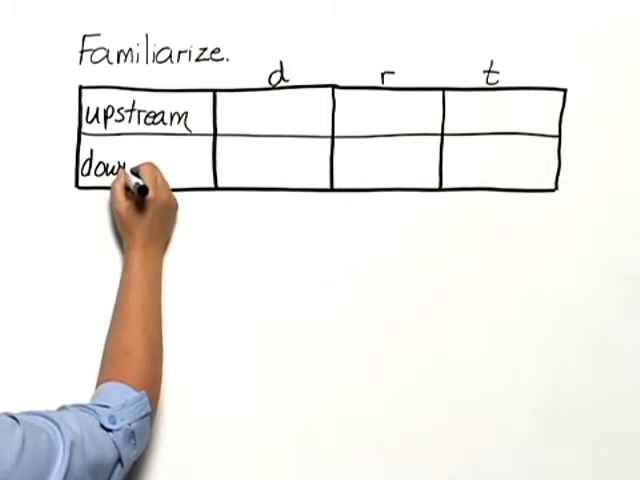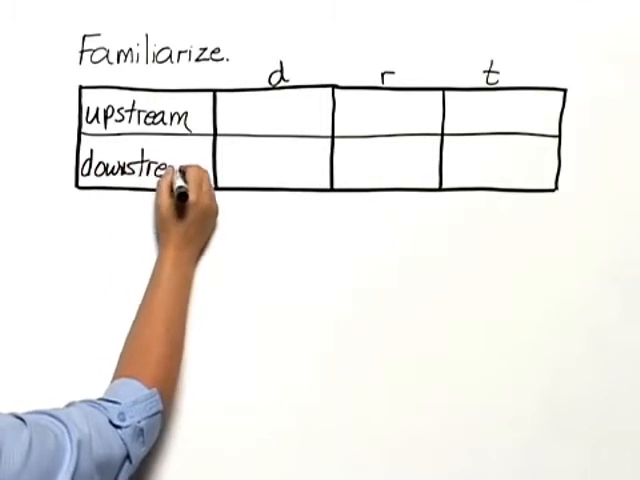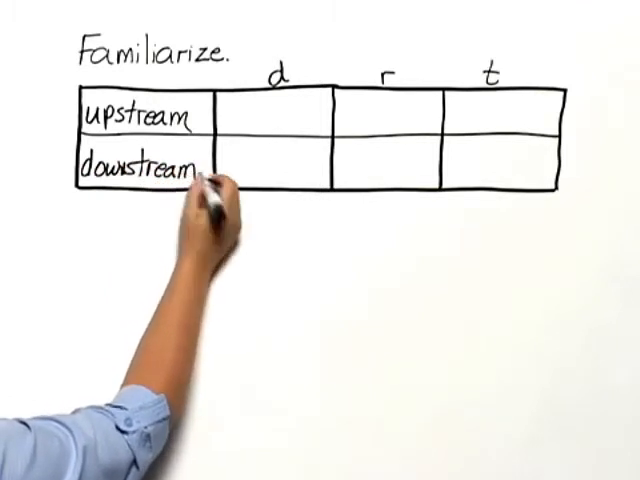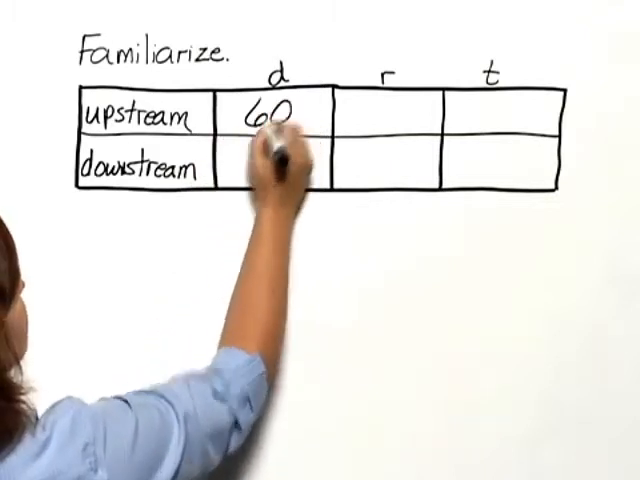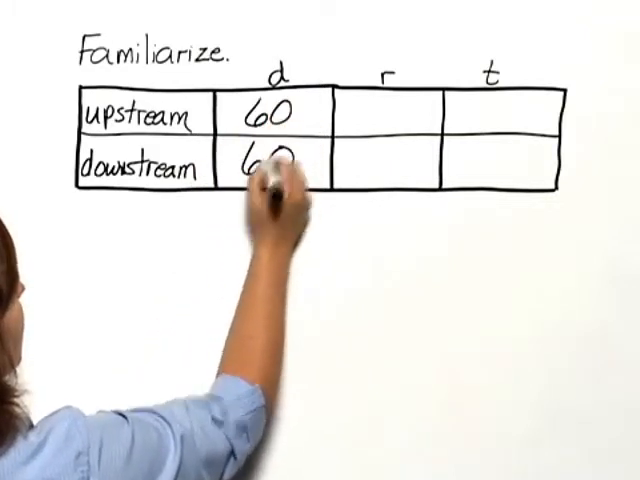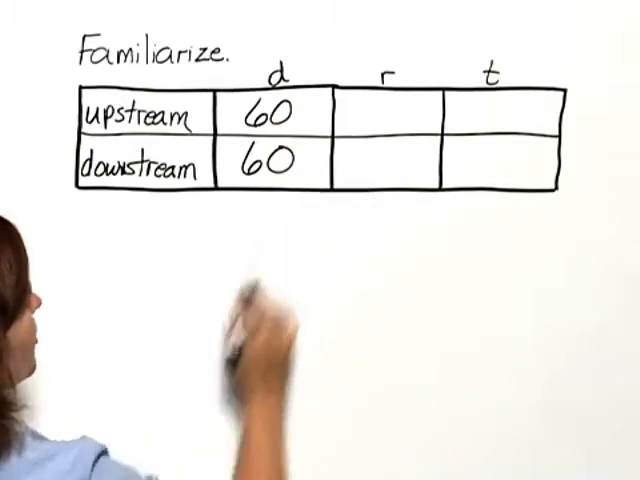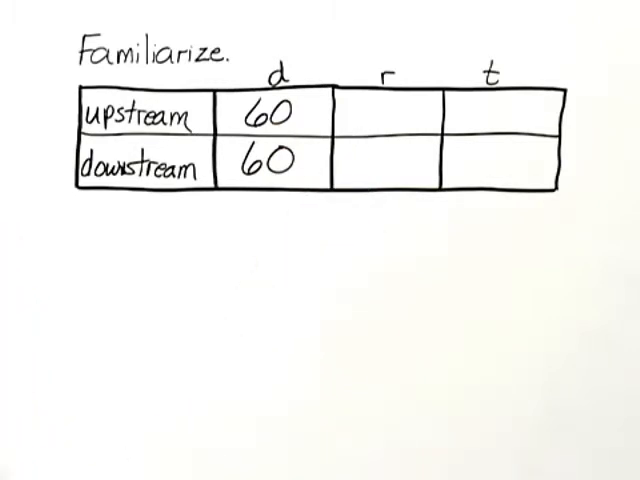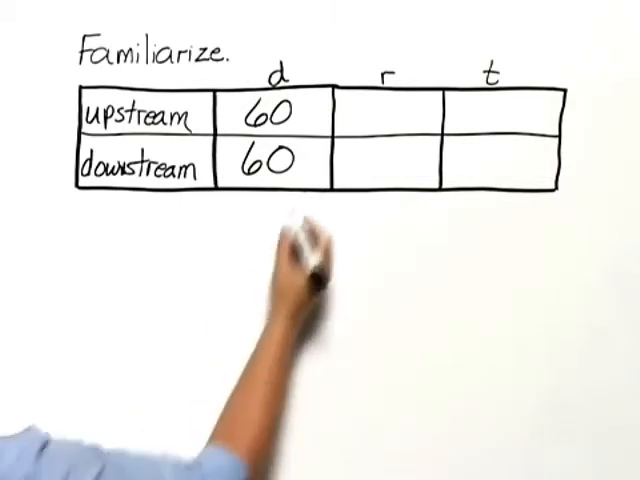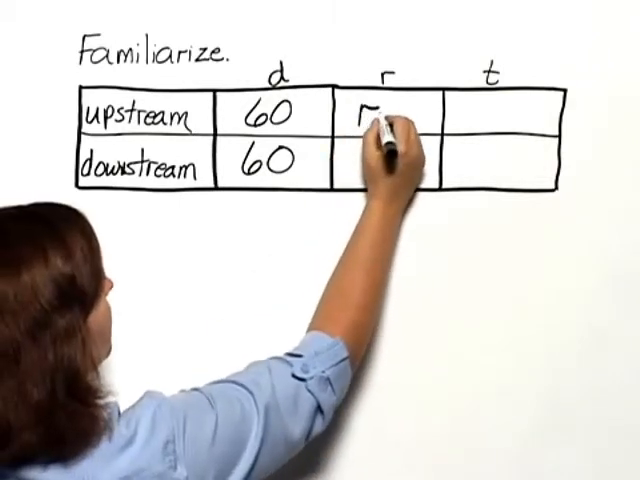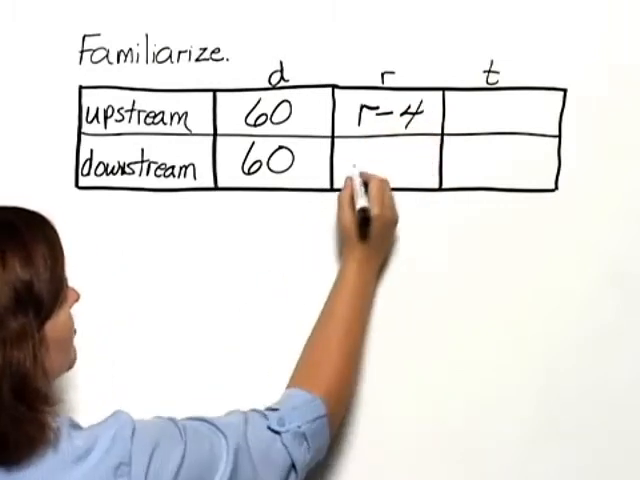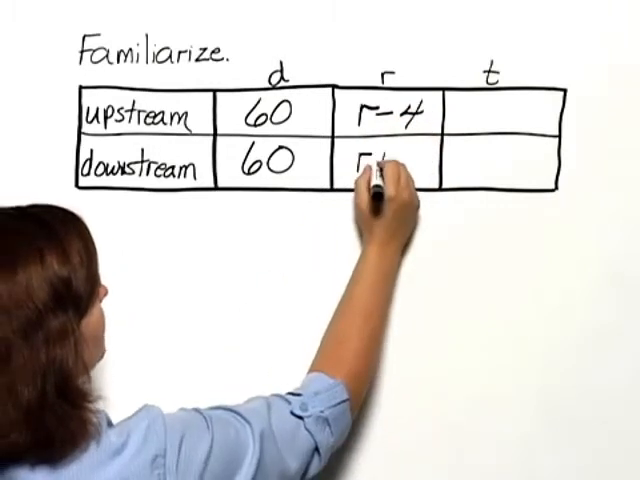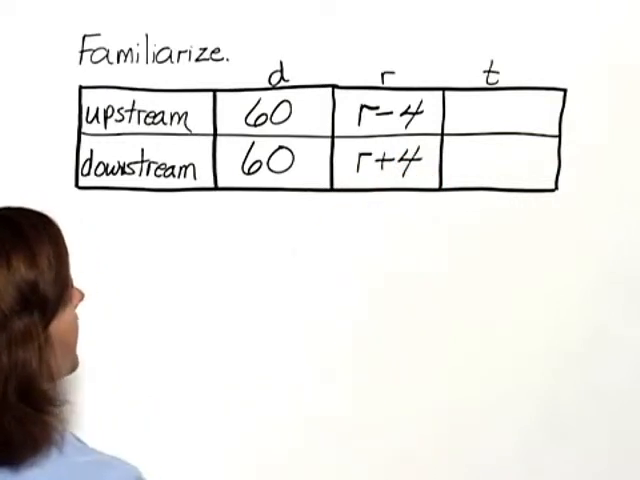Now, first of all, we start with what we know. We know that the distance upstream and the distance downstream are both 60 kilometers, so we can fill in 60 for both of those. The rates, well, we know the rate of the stream, the current, but we don't know the rate of the boat. We'll call that R. Upstream, we need to subtract the current from the rate of the boat. So that would be R minus 4. Downstream, they add, so the rate downstream would be R plus 4.